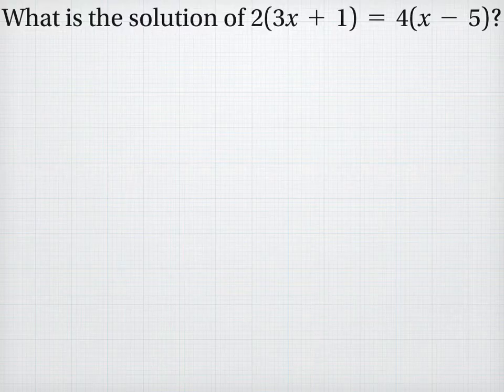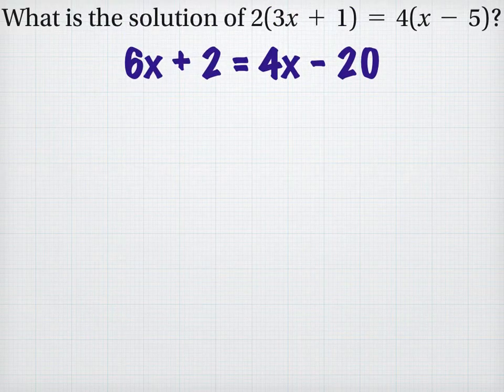The next example says, what is the solution of 2 parentheses 3x plus 1 equals 4 parentheses x minus 5? This problem does have variables on both sides, but before I can combine my like terms, I have to use the distributive property actually twice here. On the left-hand side, we have 2 parentheses 3x plus 1. We need to distribute the 2 into both terms, 3x and a positive 1. So 2 times 3x would give you 6x, and 2 times a positive 1 would give you a positive 2.